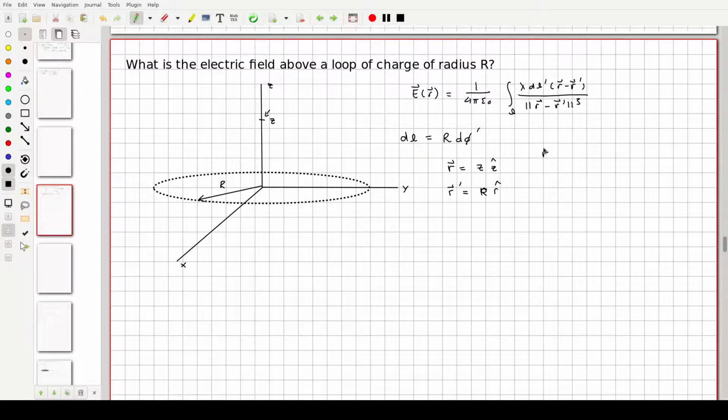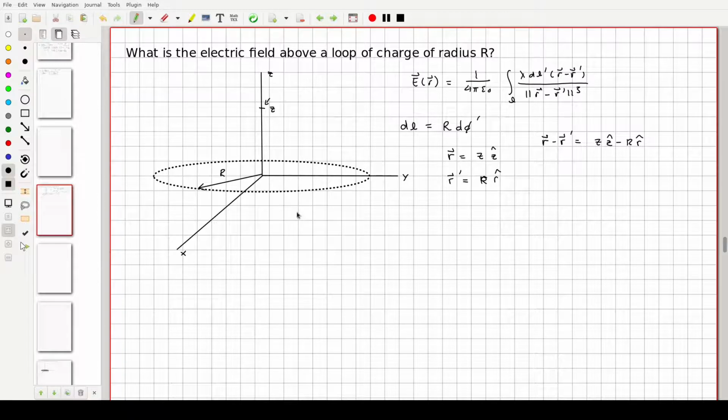So here, r minus r prime is super easy. That's z hat minus r hat. Now, likewise, let's go ahead and plug this into our integral.